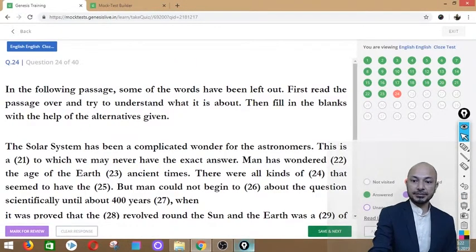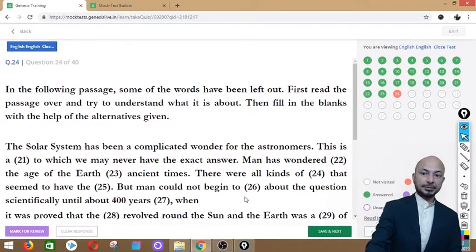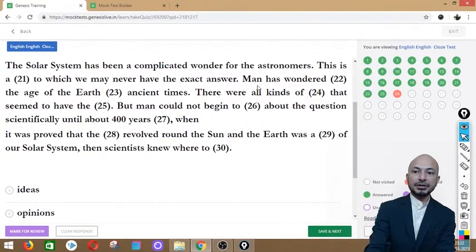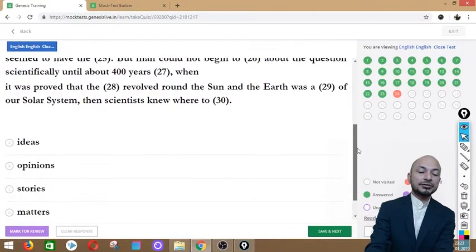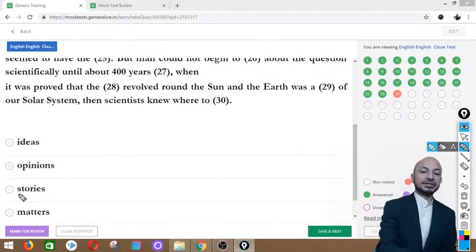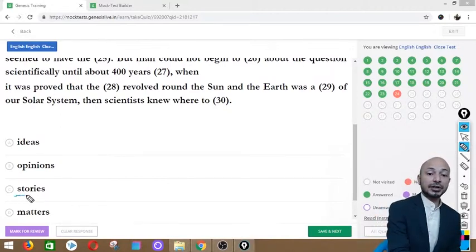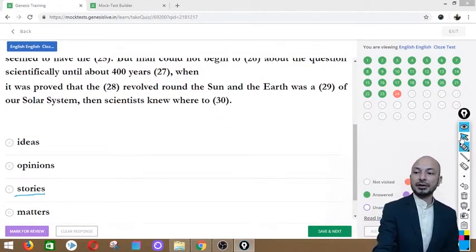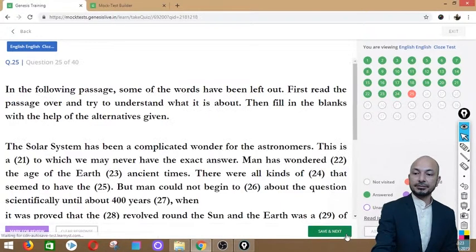and say next. So we come to question number 24 in the same passage, and let's read on from this line over here. There were all kinds of dash that seem to have. There were all kinds of ideas, opinions, stories, or matters. And the correct answer is option C, which says stories. There were all kinds of stories. They are talking about from ancient times. So there are all kinds of stories there. Let's click on option C and say next.